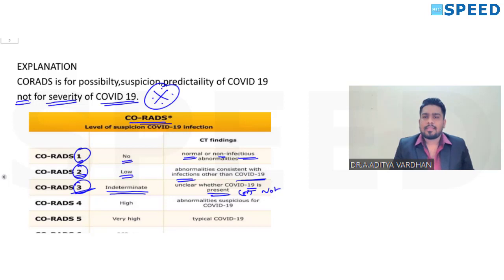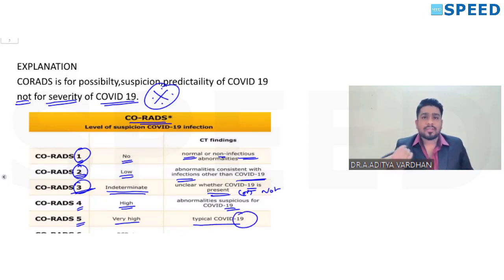So remember here in CO-RADS, 3 is the borderline. So let's go to 4. 4 is high suspicion of COVID-19. Here you are able to see abnormalities in the CT scan which are suspicious for COVID-19. And CO-RADS 5 is very high suspicion of COVID-19. That is typical of COVID-19.